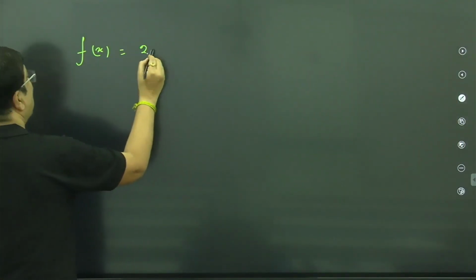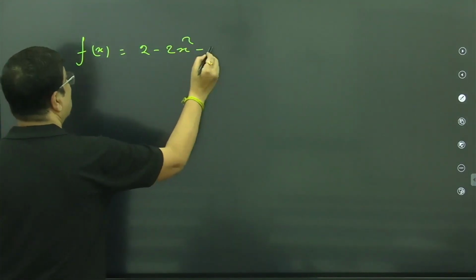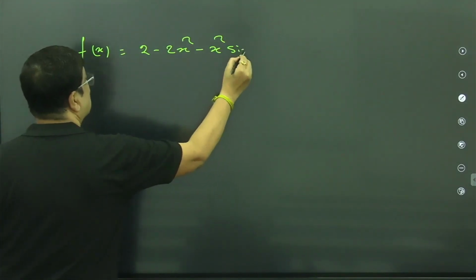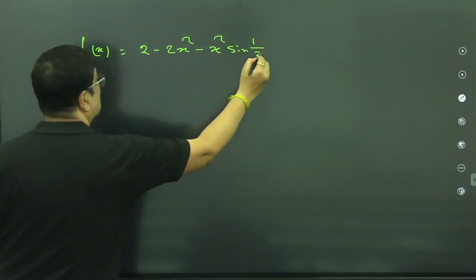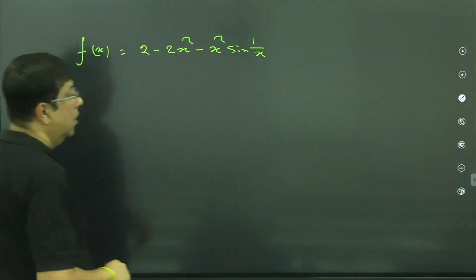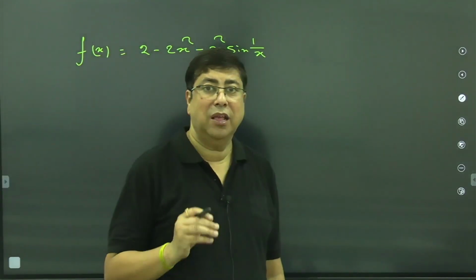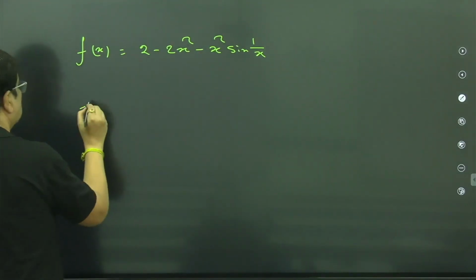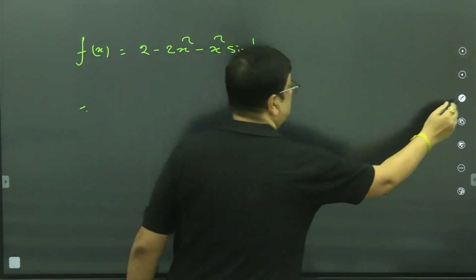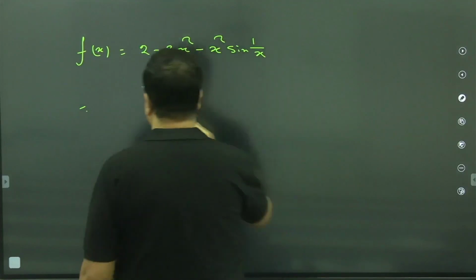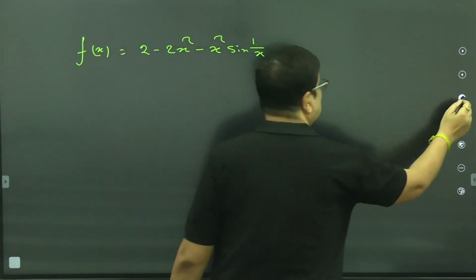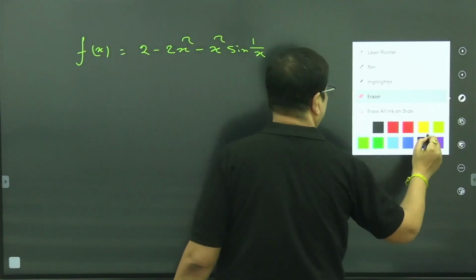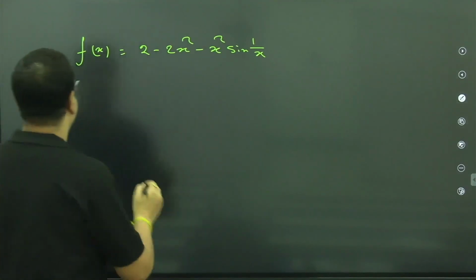f(x) equal to 2 minus 2x square minus x square sine 1 by x. So remember one thing. Let's differentiate this curve. So f dash x. If we can differentiate, the thing will be totally clear. So f dash x.